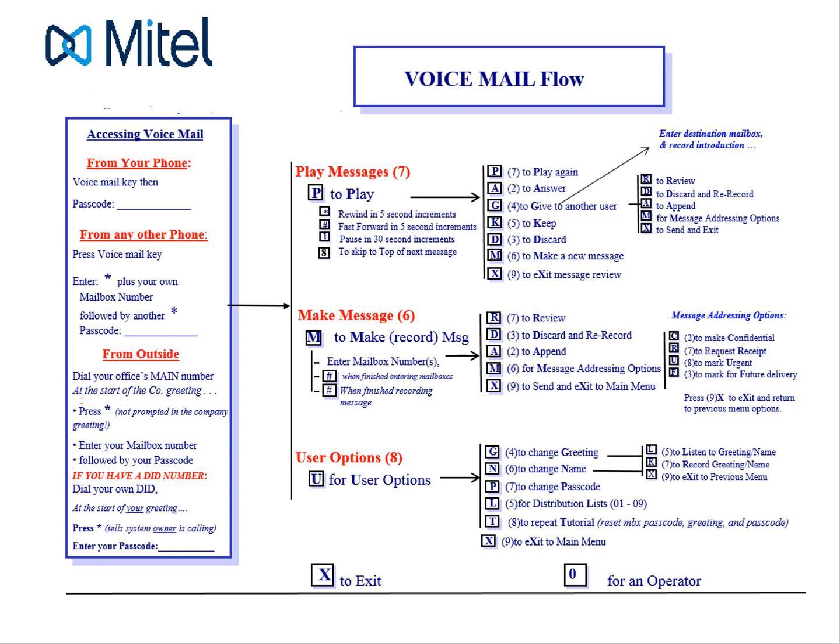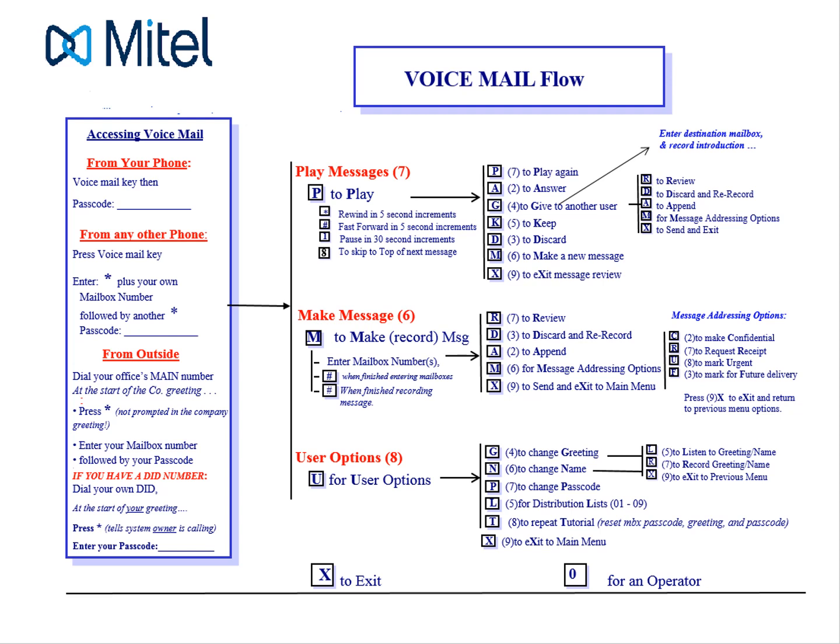So when you're looking at the sheet, the boxed areas are always just to access your voicemail box. I can do it from my own phone by hitting my voicemail key and then putting in my passcode. I can do it from another person's phone by hitting the voicemail key, pressing star, putting in my own mailbox number, and then hitting star again and putting in my password. I can do it from outside.